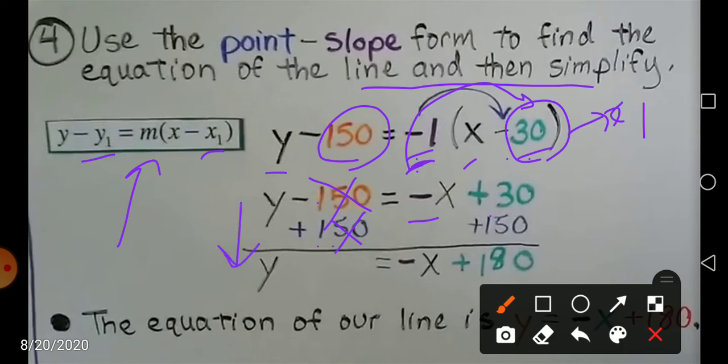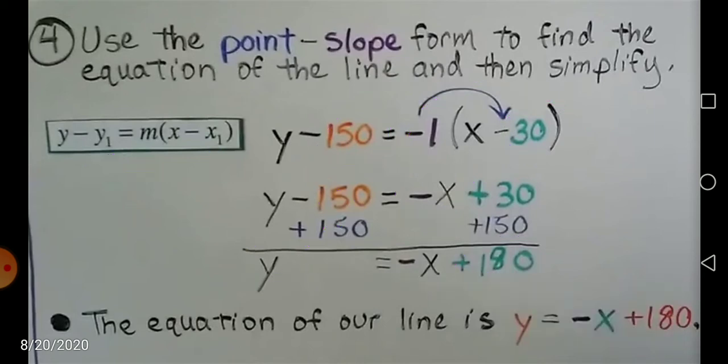And then negative x comes down here, and I have positive 30. Don't forget to add both sides by positive 150. So positive 150 and positive 30 gives you what? Positive 180. So I have y equals negative x plus 180. Then the equation of our line is y equals negative x plus 180.